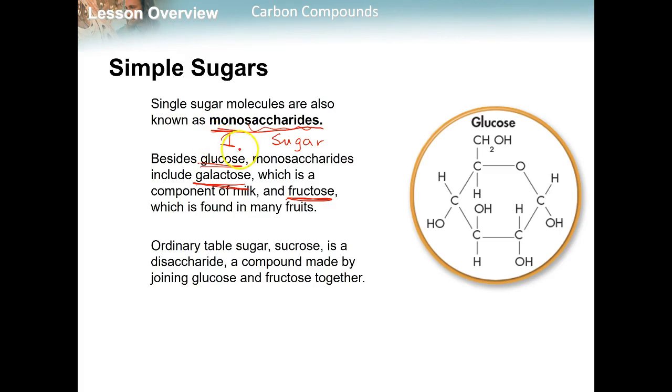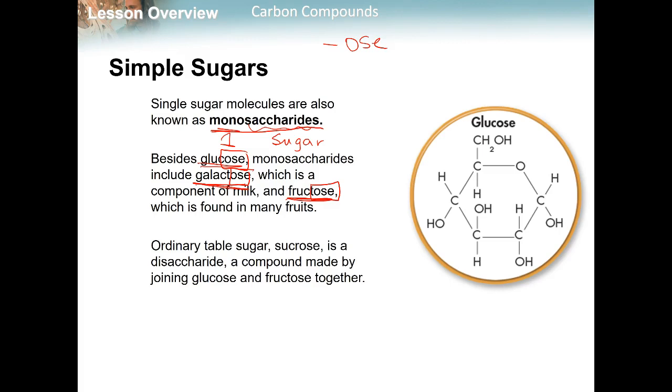Now I want you to notice something. All of these are ending in OSE. So you know something is a sugar if the ending is in OSE. That's a huge clue. So when I said cellulose earlier, it ended in OSE, and we know that that is some type of sugar.